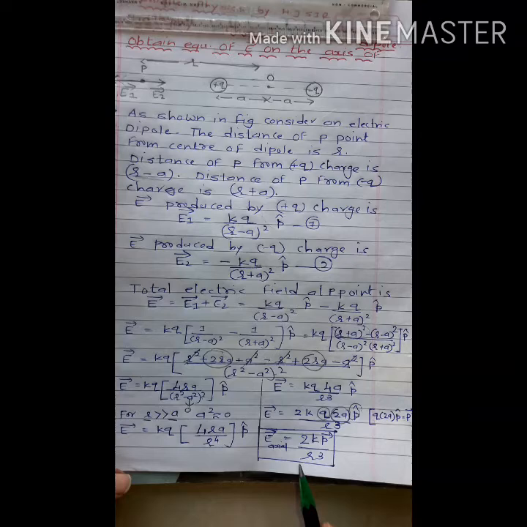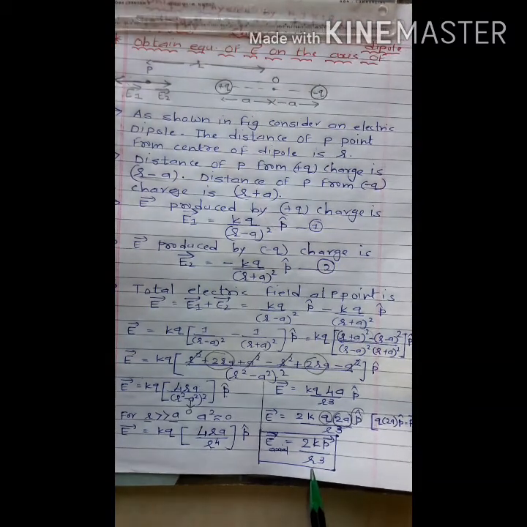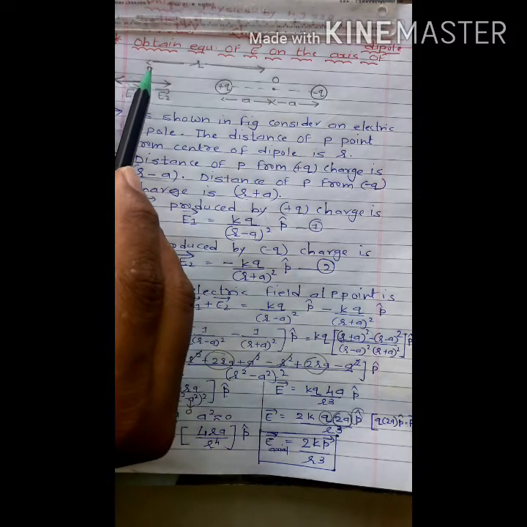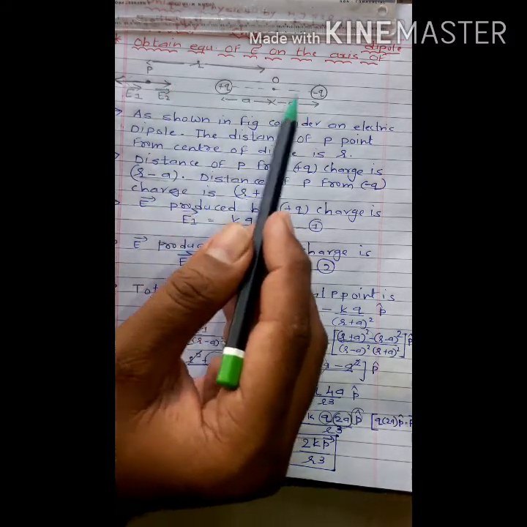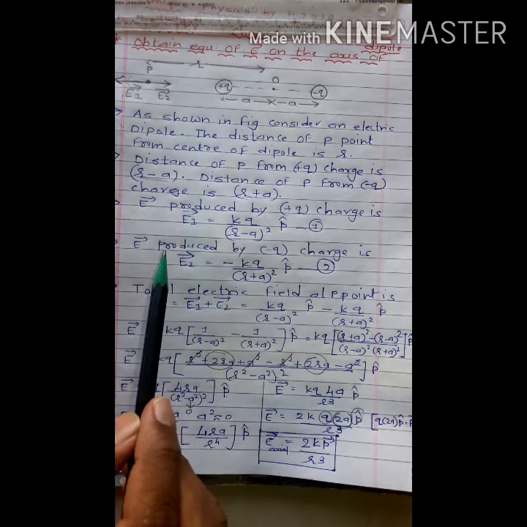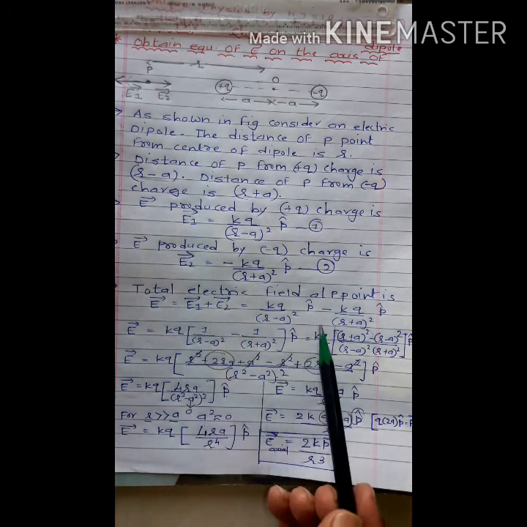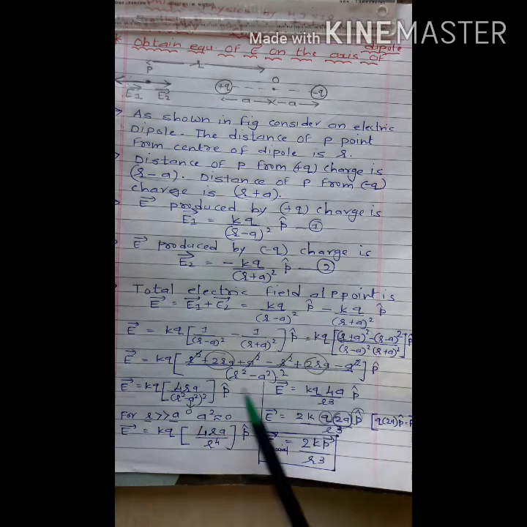So axial electric field is given by 2K vector P upon R cube. So at this point, at P point, electric field produced by dipole is given by 2K vector P upon R cube. Try to prepare this question. This is an important question, and here we use simple mathematical steps. Okay, simply remember these two equations E1 and E2, and then add these two equations. Okay, and here we have simple mathematical steps, so try to solve it and find your final equation.